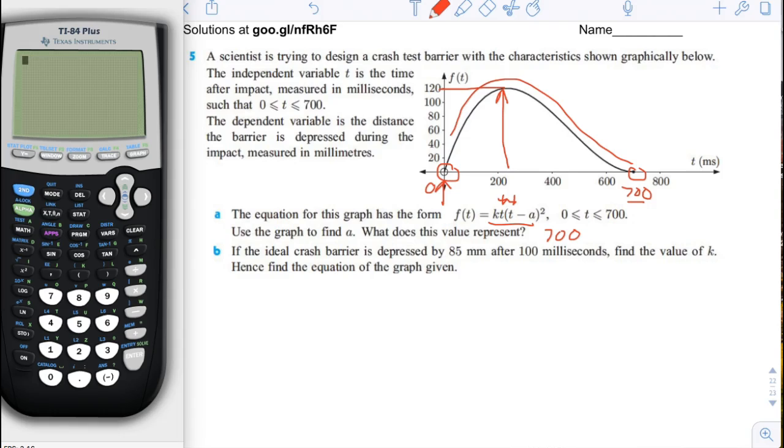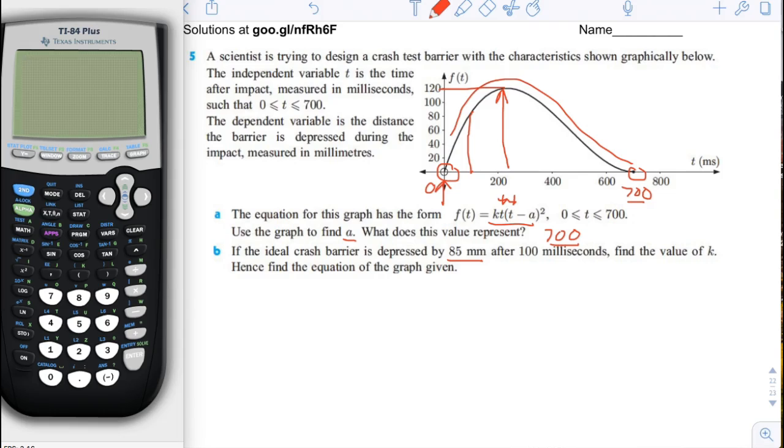So what does A represent? Well, it's 700 milliseconds, which is the time after the impact that the barrier stops being smashed. If the ideal crash barrier is depressed by 85 millimeters after 100 milliseconds, about here, find the value of k.